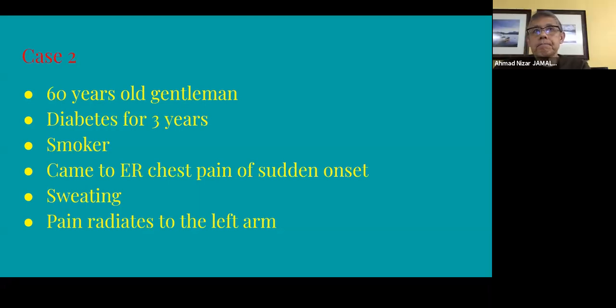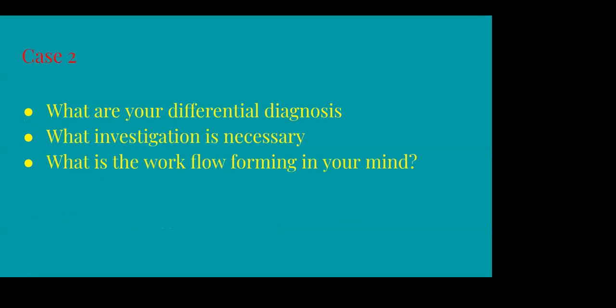Okay. So your differential diagnosis is acute coronary syndrome. A lot of you have written there, or MI. What investigation is necessary, and what's the workflow forming in your mind now? I like to always make you think of the workflow that is forming in your mind, so that you can work quicker, faster, 2 steps ahead of everyone else.